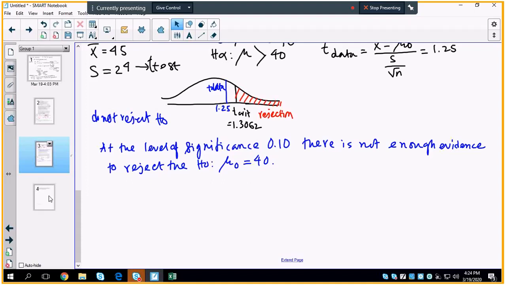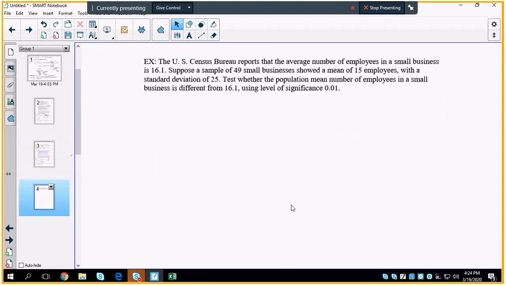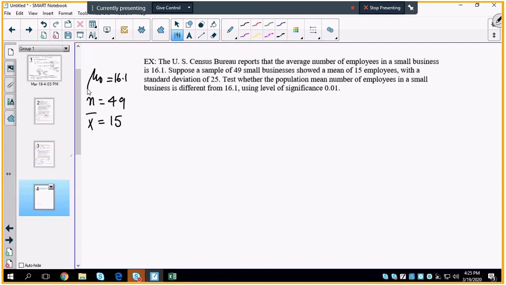we have one more problem, and let's try to do that. This is about the US Census Bureau reports that the average number of employees in small business is 16.1. As soon as I read that, I tell myself I know the existing mean. It's 16.1. Suppose a sample of 49 small business showed a mean of 15 employees. So this is from the sample. Sample size is 49, and you know that the sample mean is 15 with a standard deviation of 25. So now I know S is 25.